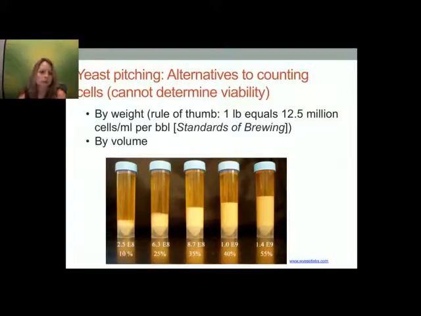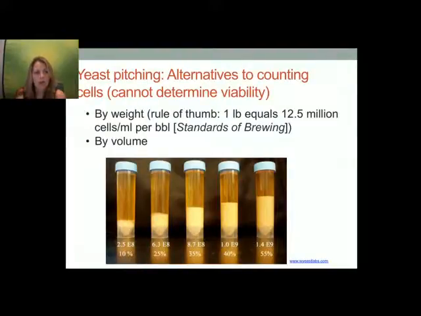So, do you have to count cells every time you're pitching? The answer is no, you don't have to. There are other ways to determine the amount of yeast you're pitching. However, cell concentrations and viability will definitely improve the accuracy of this. You certainly can pitch yeast by weight alone. The rule of thumb is that 1 pound equals 12.5 million cells per milliliter per barrel of wort, and this is given to you in the Standards of Brewing book in the back, the calculation section.